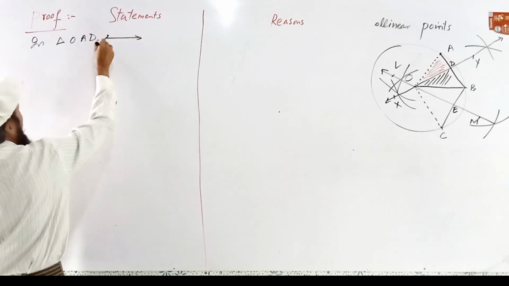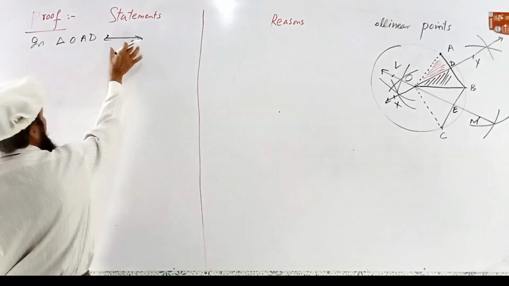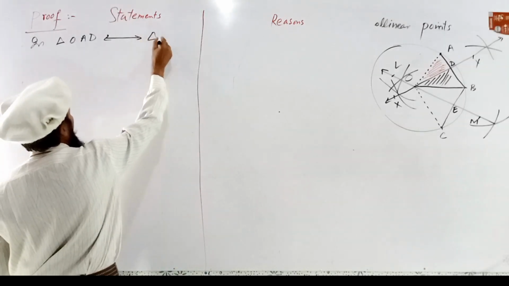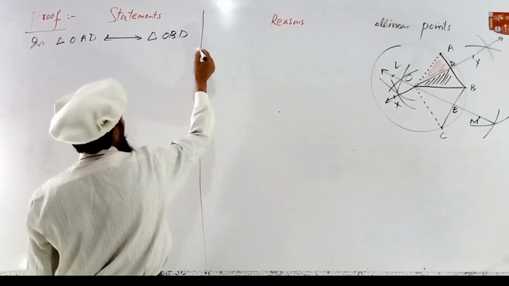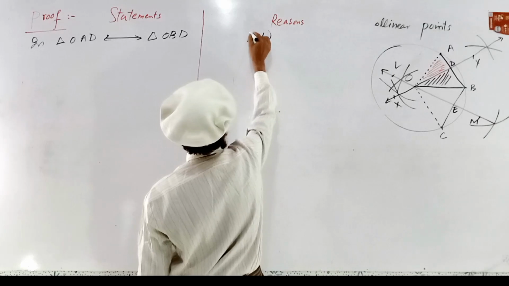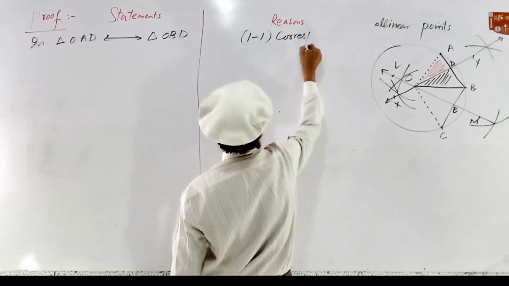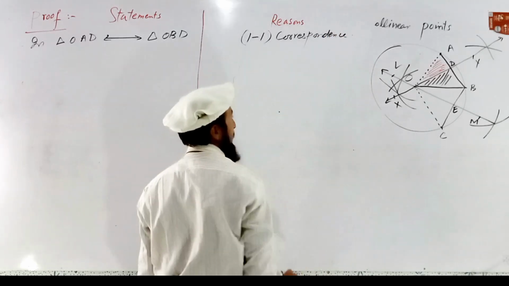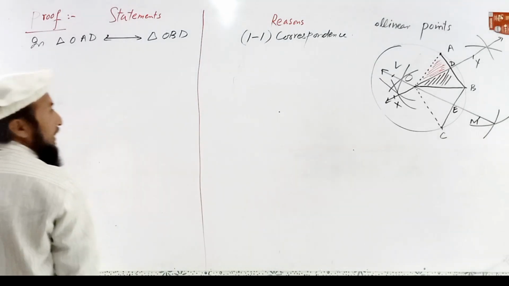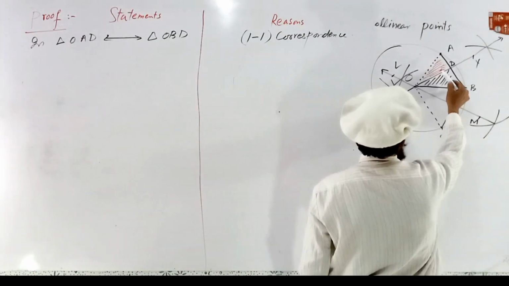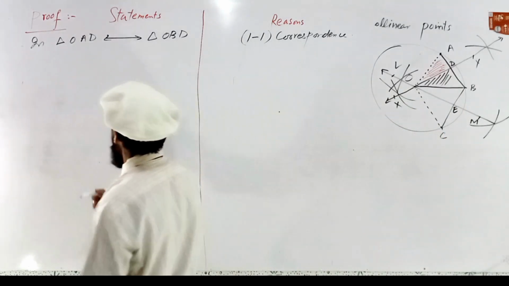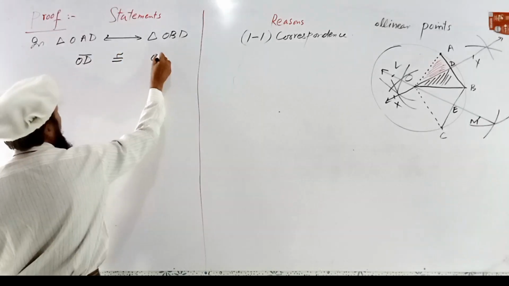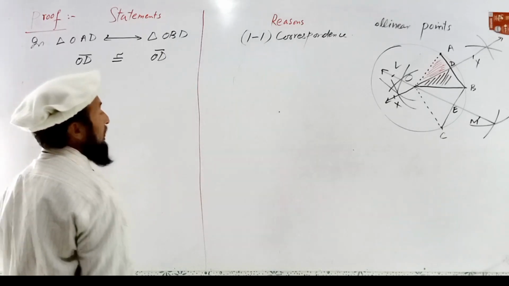One-to-one correspondence. That means the comparison to each other of the triangles OAD and OBD. And the reason we can write one-to-one correspondence. From both triangles we get OD is congruent to OD, which means that OD is common.